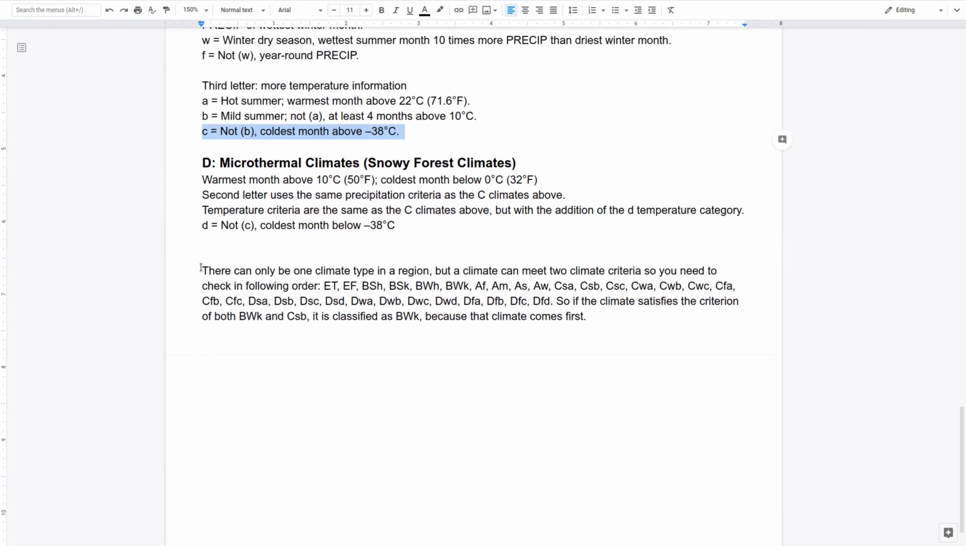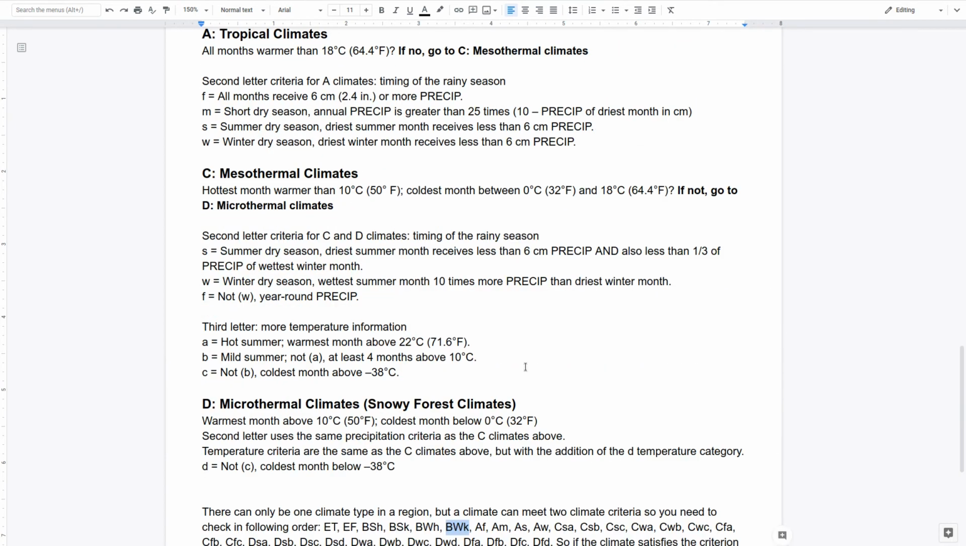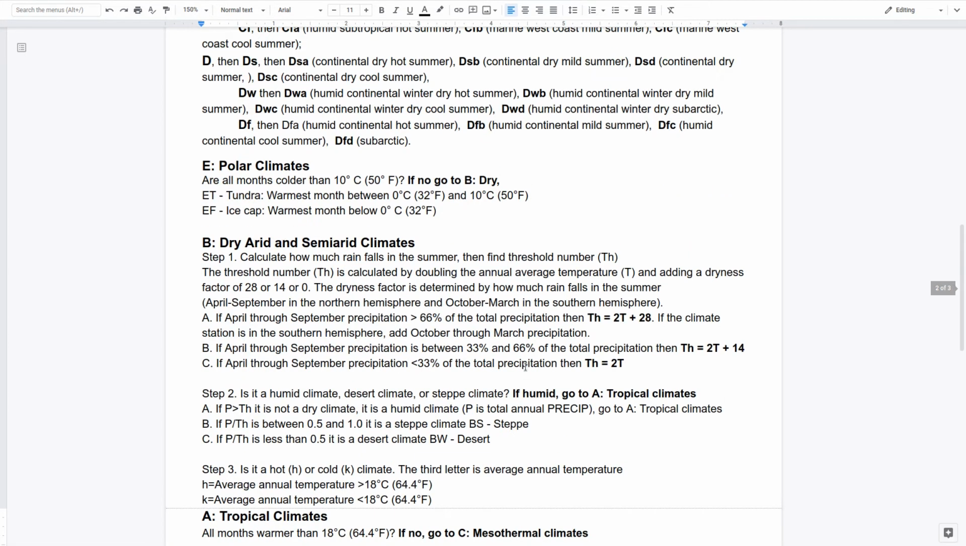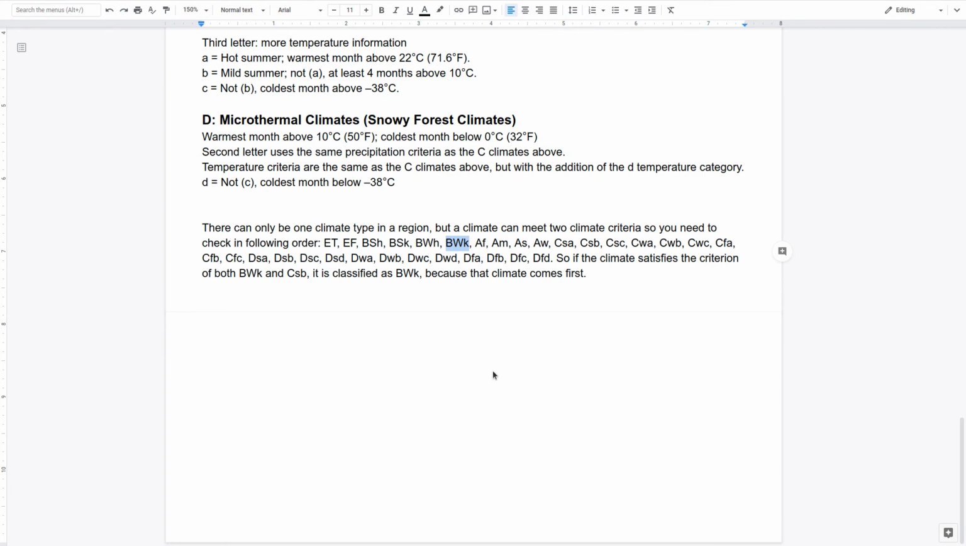And again, here's the order that you have to check the climates in. ET, EF, BS, BW. Then all the A climates, the C climates, all the D climates. So if the climate satisfies the criteria of both BWK and CSB, which it could, it's classified as a BWK because that climate came first in the order that we check. Okay, so that's the sheet. I'm going to recommend that you keep that out as we go through the next slides so you can play along at home.